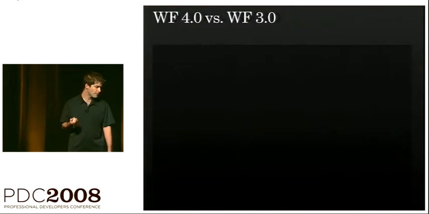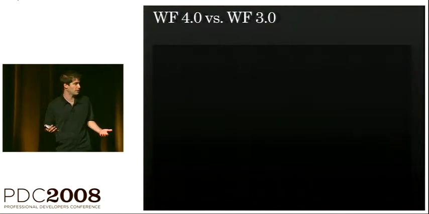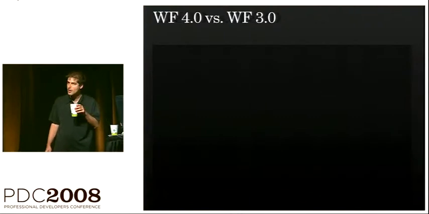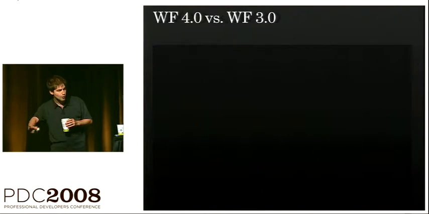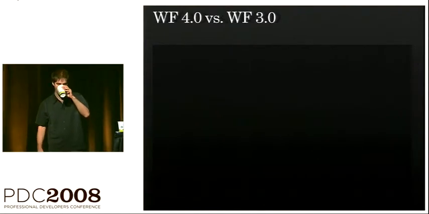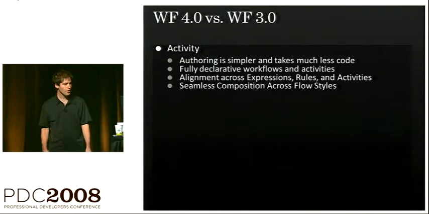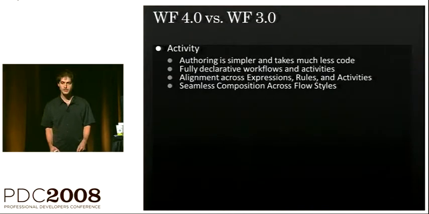So now we've covered a lot about the why of WF. Let's go into some details about some of the major features we've added in WF 4.0. Turns out we've added some transformational improvements across the board, across activities, runtime, and tooling. In the activities arena, we've made authoring significantly simpler. It takes a lot less code to write various control flow activities.